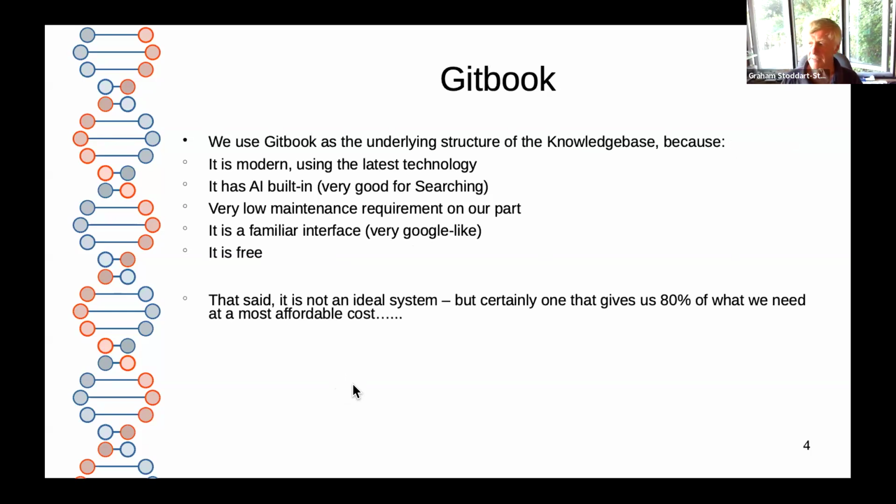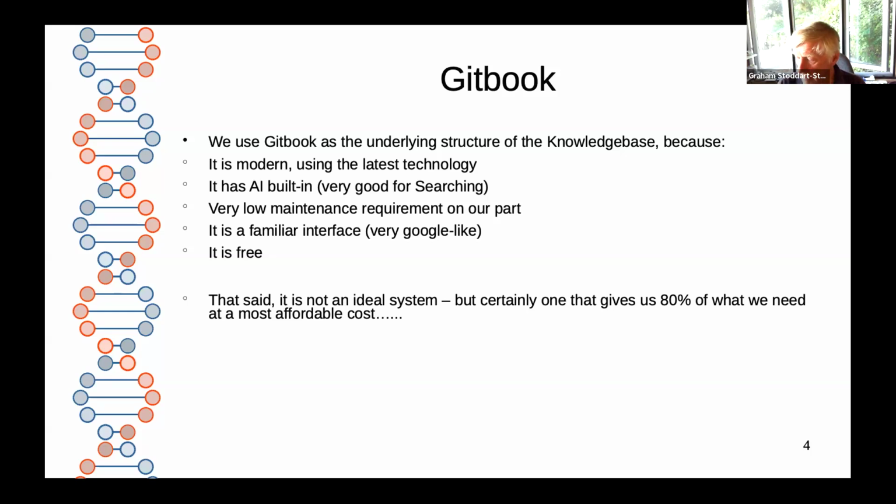So we've chosen Gitbook as the underlying structure because it is pretty up to date. It's one of those things that's put together by enthusiasts rather than a company, and therefore people all over the world are making their contributions and thereby keeping it very much up to date. It's got AI built into it, which really helps the search engine. Because it's looked after by enthusiasts, there's almost nothing for us to do except enter the data. It's a familiar interface, which I hope you'll all recognize, and possibly its greatest argument is that it's free, which is very helpful to us in our current state of finances.